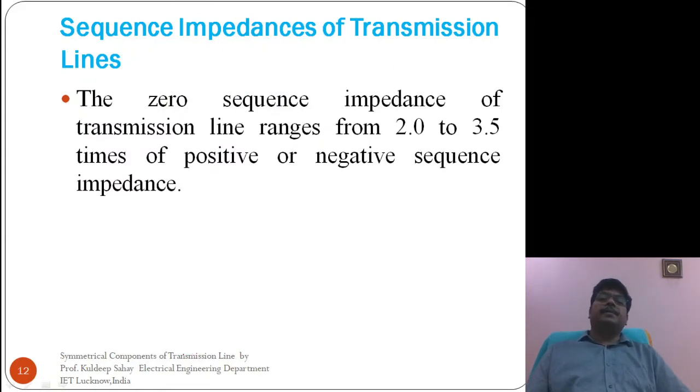Now another fact is that the zero sequence impedance of a transmission line is normally 2 to 3.5 times the positive and negative sequence impedance. So here you can again see that for a fully transposed transmission line the negative sequence impedance is equal to the positive sequence, while the zero sequence impedance is higher than the positive as well as negative sequence impedance.